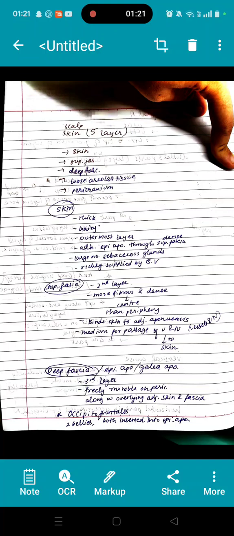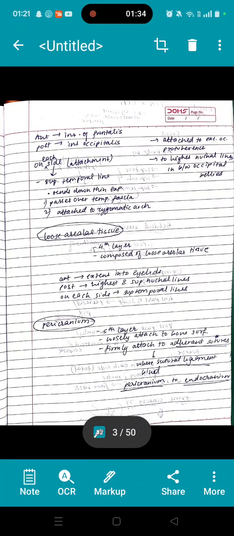Deep fascia is the epicranial aponeurosis or galea aponeurotica, the third layer, freely movable on the pericranium along with the overlying skin and fascia. The occipitofrontalis muscle has two bellies, both inserted into the deep fascia or epicranial aponeurosis.